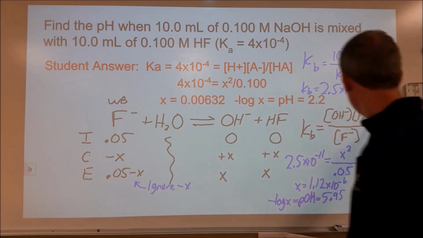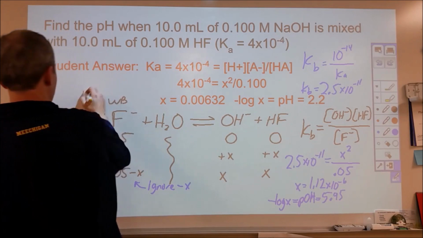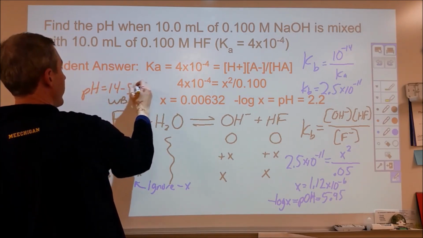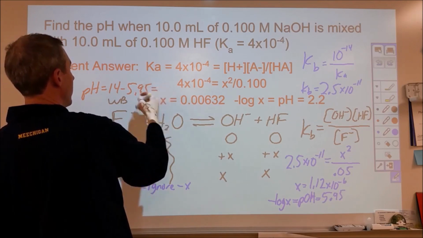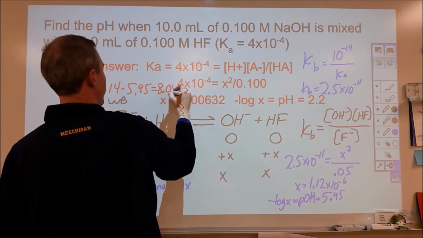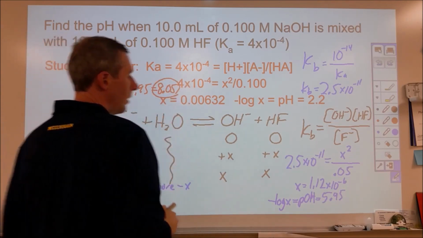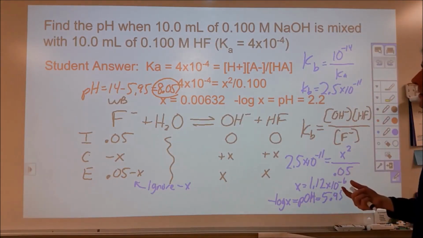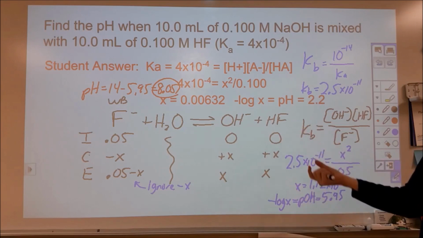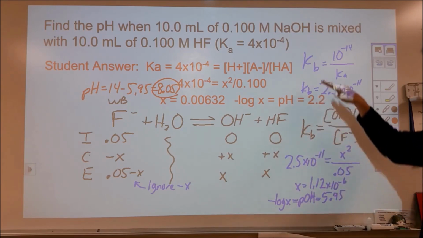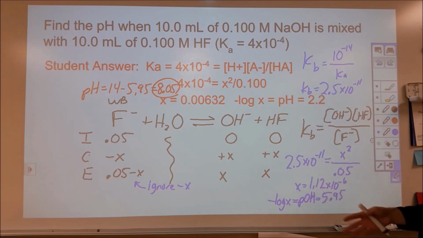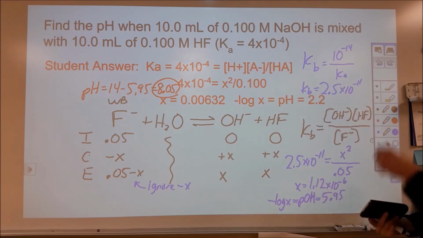And our pH then is going to be 14 minus that pOH, 5.95. So we're looking at 8.05. So our pH of this mixture is 8.05. Now, first of all, that's a pH that makes sense because we're dealing with the presence of a weak base in water. It's a really weak base because it's a really tiny K value, and it's not that concentrated, so that 8.05 would make sense in this context.